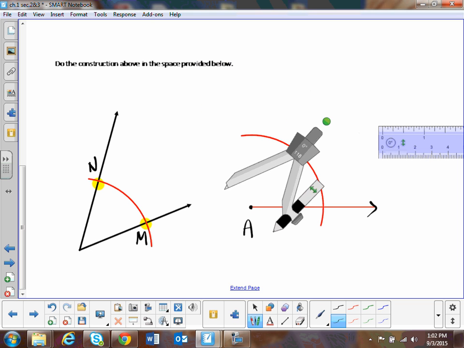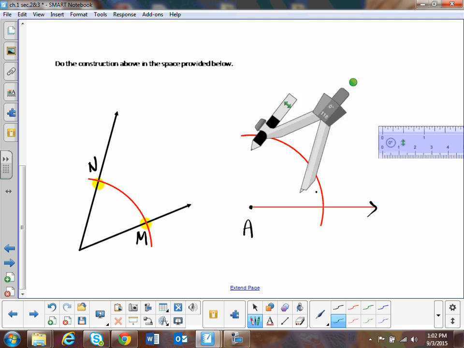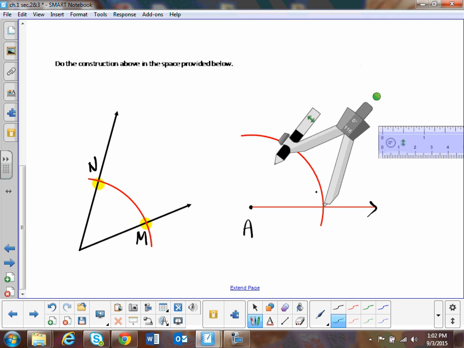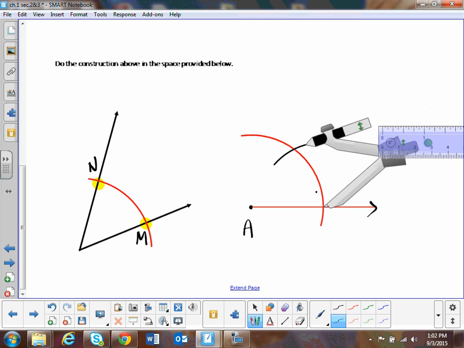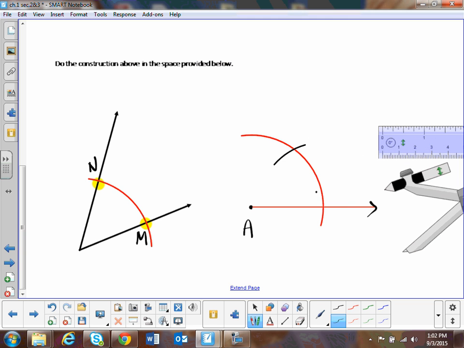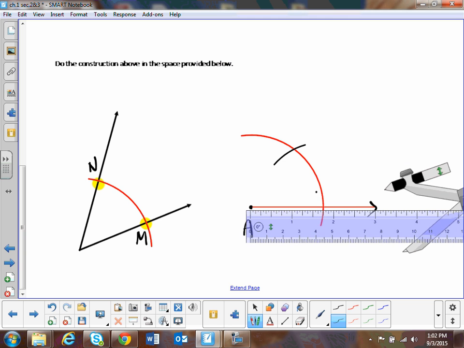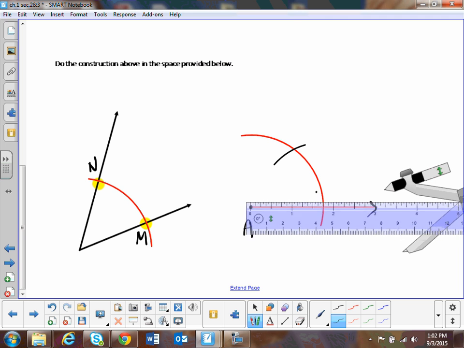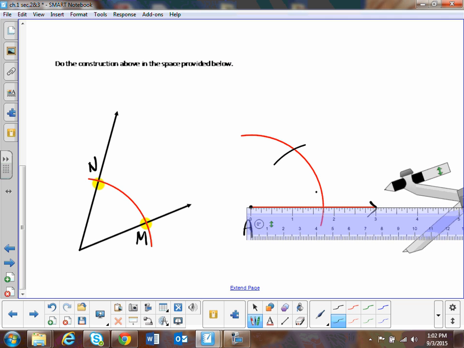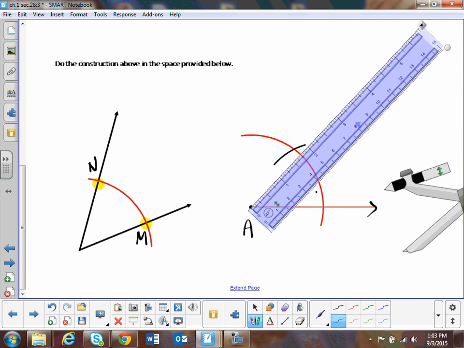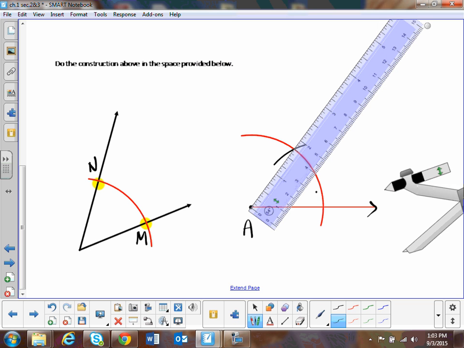See how wide it is. Place it on this point over here, and then you want to make an arc. Okay? And so then the last step here is to put your straight edge on the vertex and through that intersection point right there, and draw a line.